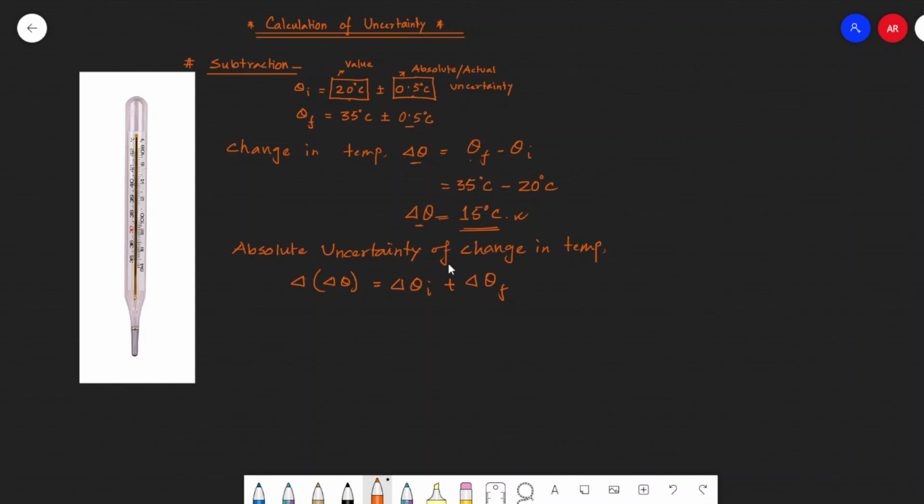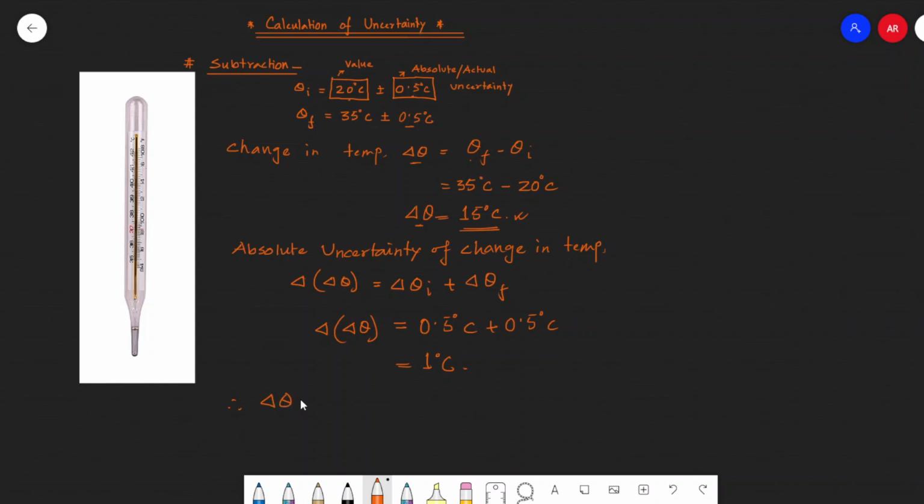So just like before, the way we did for the addition, that the absolute uncertainties have been added up right there, the same way here too absolute uncertainties are going to be added up. So right here the absolute uncertainty of this change in temperature is 0.5 degrees Celsius plus 0.5 degrees Celsius, which is 1 degree Celsius.